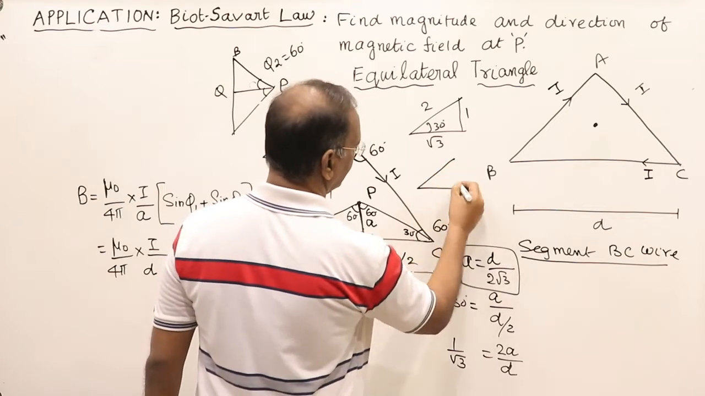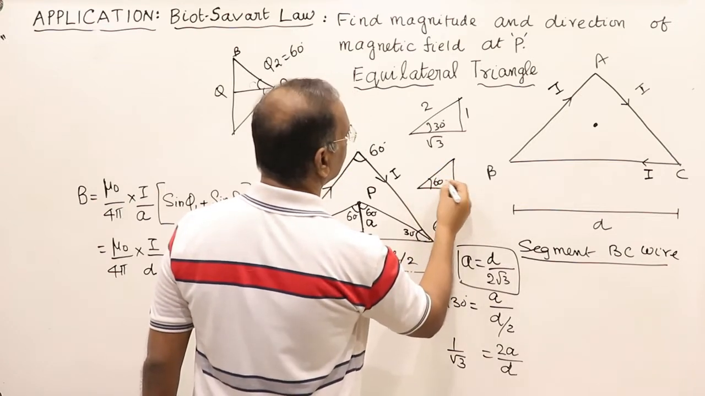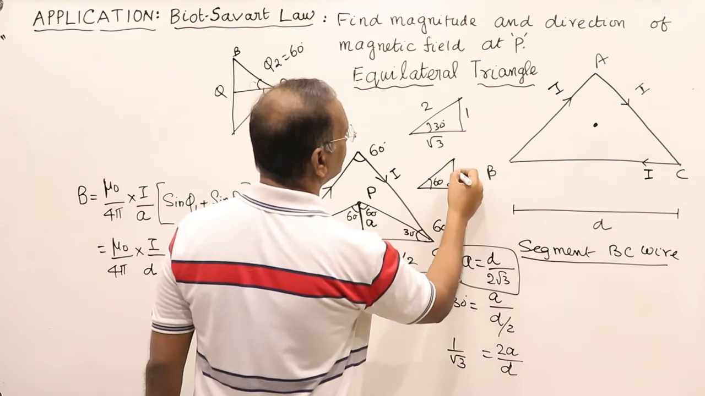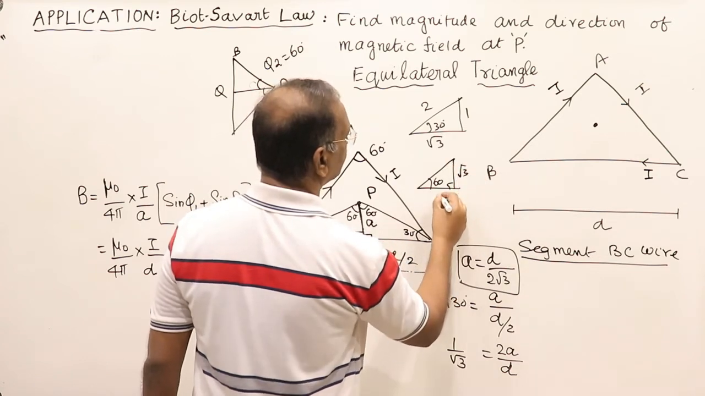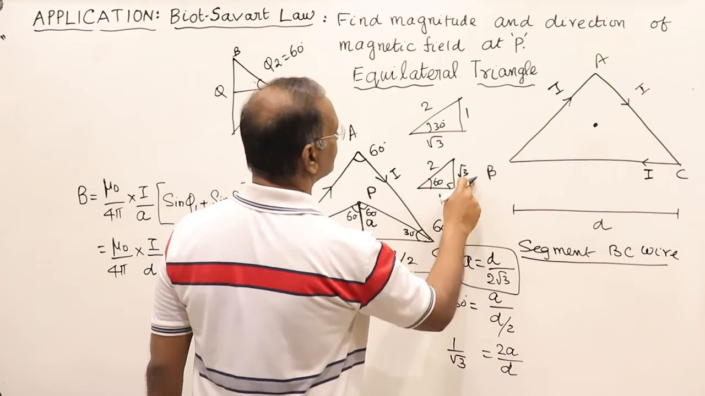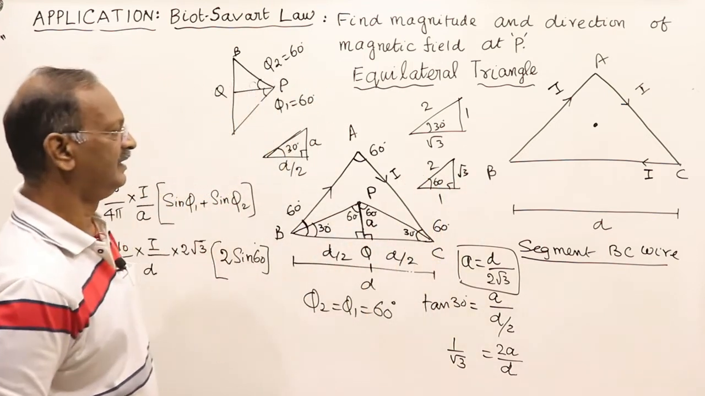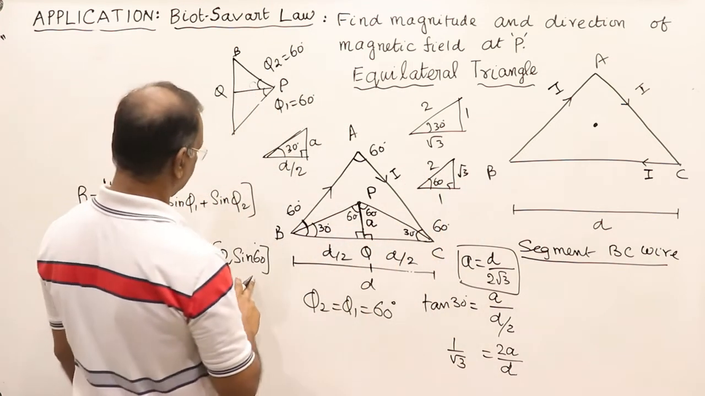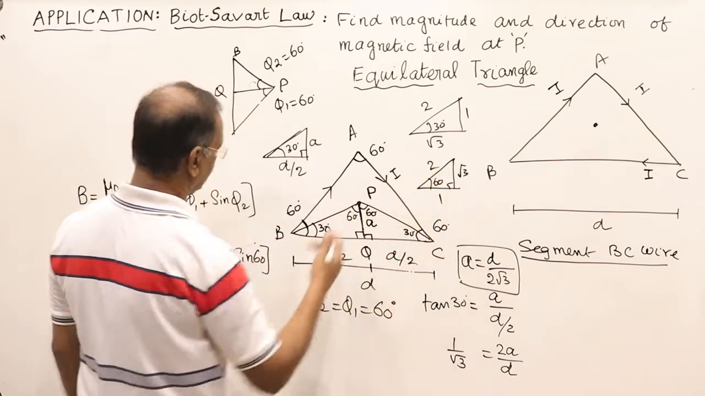We'll try it for 60 degrees. It means this is 90 degrees, this will be 30 degrees, so root 3 will come here. 1 is to root 3 is to 2, where 2 is the hypotenuse. It will be the ratio. And sin 60 is equal to root 3 by 2.